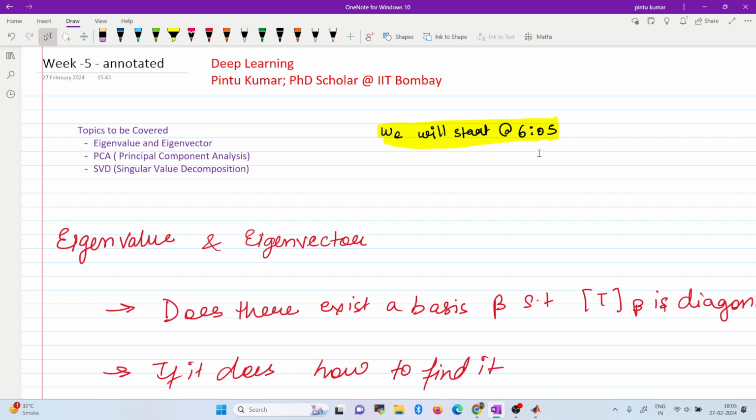So today I'm going to cover these topics that were covered in week 5 of the course. First I'll begin with eigenvalue and eigenvectors. I'll do some examples on how to find eigenvalue and eigenvectors. I'll try to briefly motivate you what is eigenvalue and eigenvector. Then we'll do some examples based on principal component analysis, and then an example on singular value decomposition. We'll try to go fast so that we are able to cover everything.